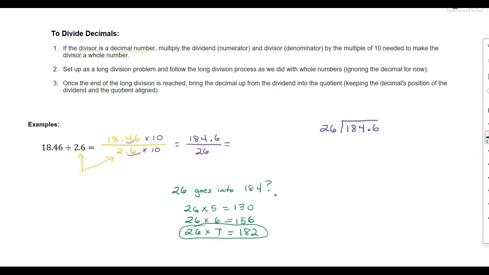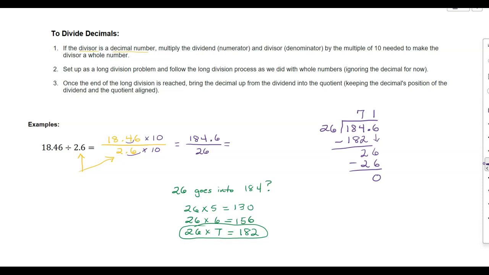So 26 will go into 184 how many times? It'll go into it 7 times. We'll put that right over the last digit of 184. And now 7 times 26, we'll put the answer to that right under our little dividend, and we'll subtract. Okay, 4 minus 2 is 2. These are 0. We'll bring down our next digit of 6. Well, how many times does 26 go into itself? That's easy. 1 time, right? And then we'll multiply and put that right under here and subtract.